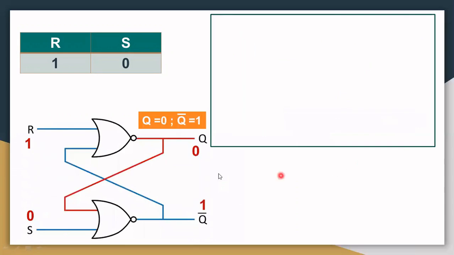Let me consider the second case in which Q is equal to 0 and Q dash is equal to 1. Same inputs, R is equal to 1, S is equal to 0. R is equal to 1 here, 1 from here, 1 and 1 gives 1 here, inverter output 0. So Q is equal to 0. 0 from here fed to this NOR gate, S is 0, 0 and 0, output here 1. Therefore, Q dash is equal to 1.